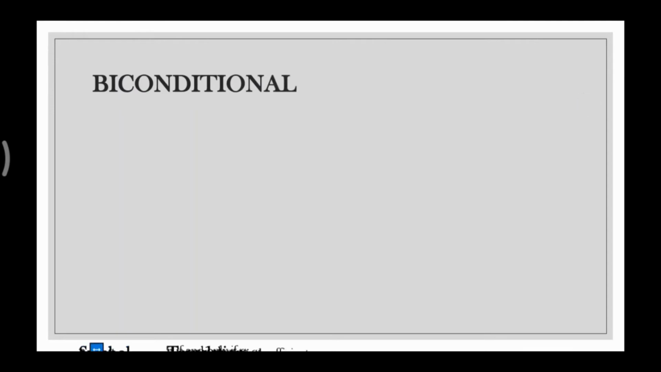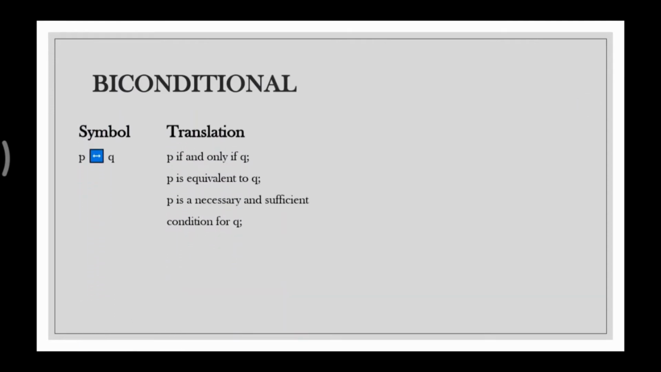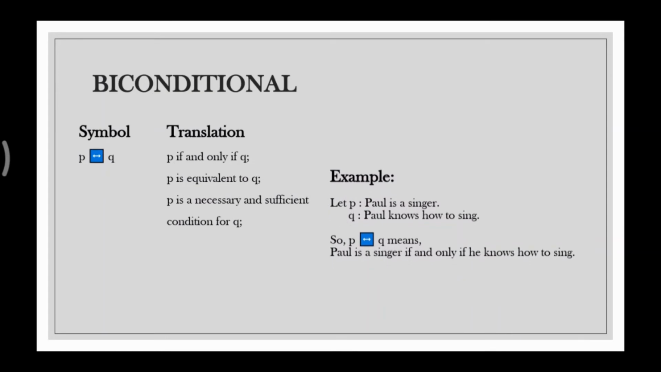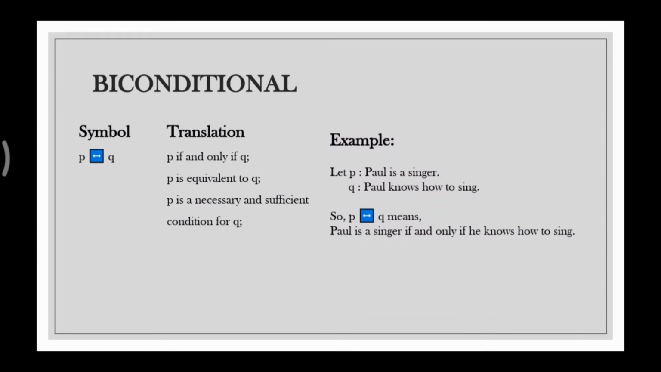Biconditional. The symbol can be read as P if and only if Q, P is equivalent to Q, P is a necessary and sufficient condition for Q. Example. Let P be the proposition Paul is a singer, and let Q be the proposition Paul knows how to sing. So it means Paul is a singer if and only if he knows how to sing.